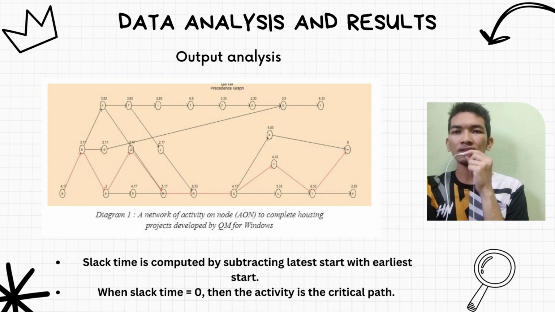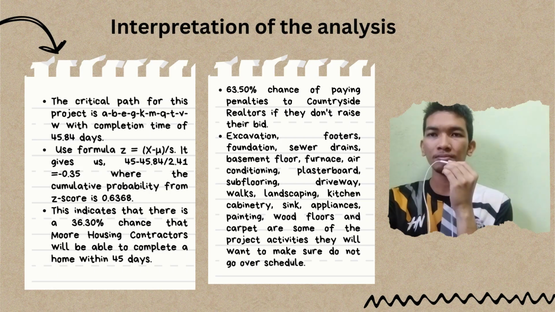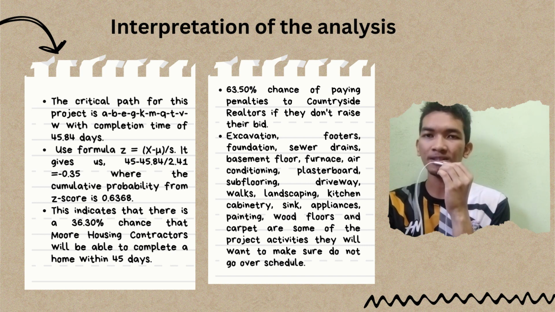The visual next to me shows a network of activity on node, AON, to complete housing projects. From here, we can identify the calculation of slack time and determination of the critical path. Slack time is computed by subtracting earliest start from latest start. When slack time is equal to 0, then the activity is on the critical path. Besides, we will proceed further with interpretation of the analysis.